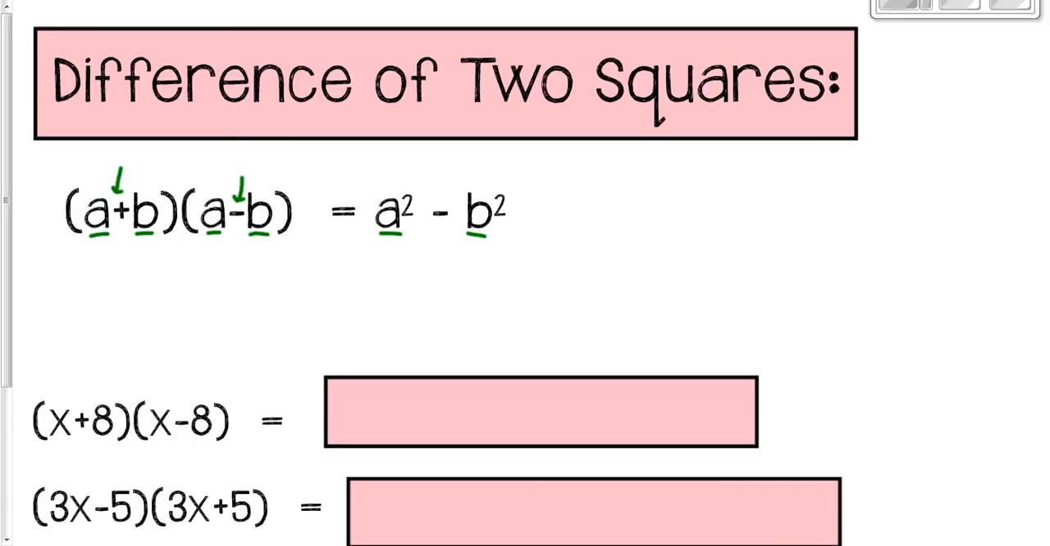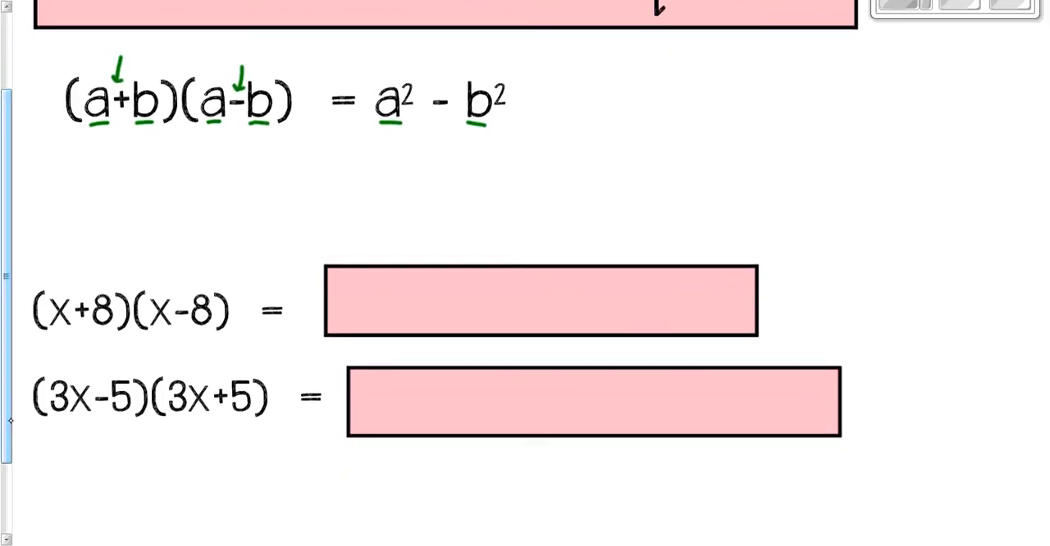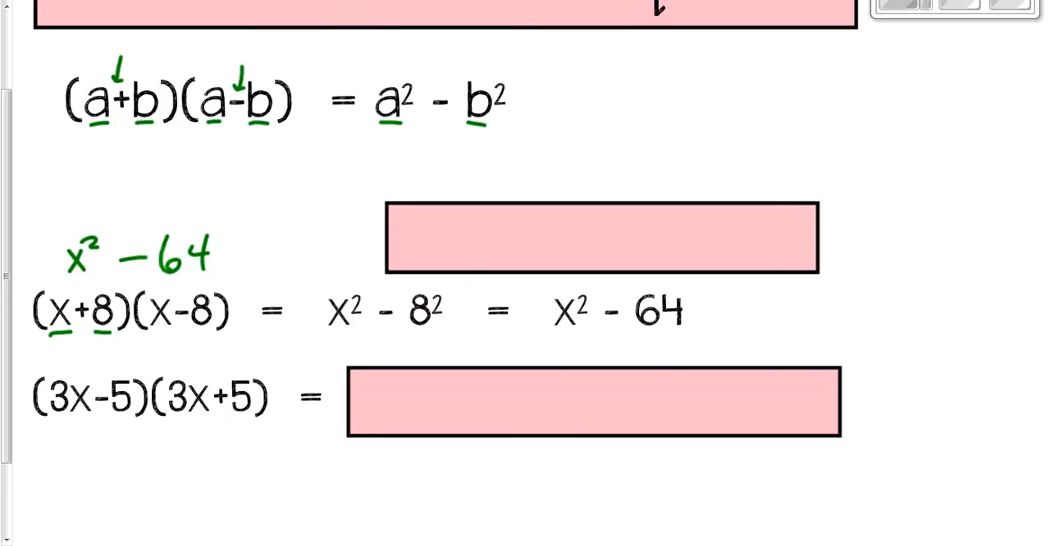Okay, so looking at these examples, I have to pause here, I think the bell's going to ring. X plus 8, x minus 8. Well, we said that you would just do the first one squared, so that's x squared, second one squared, so that's 64, and you put a minus. Okay, let's see how we did. Well, bam.